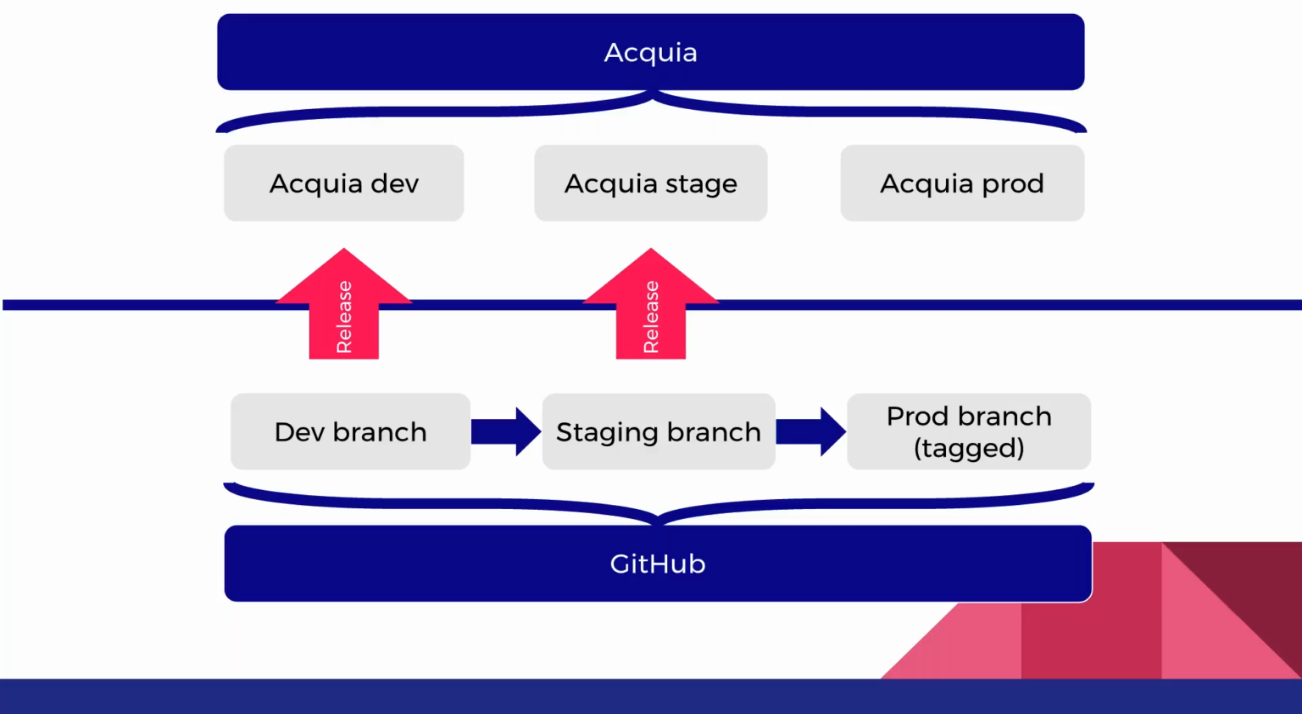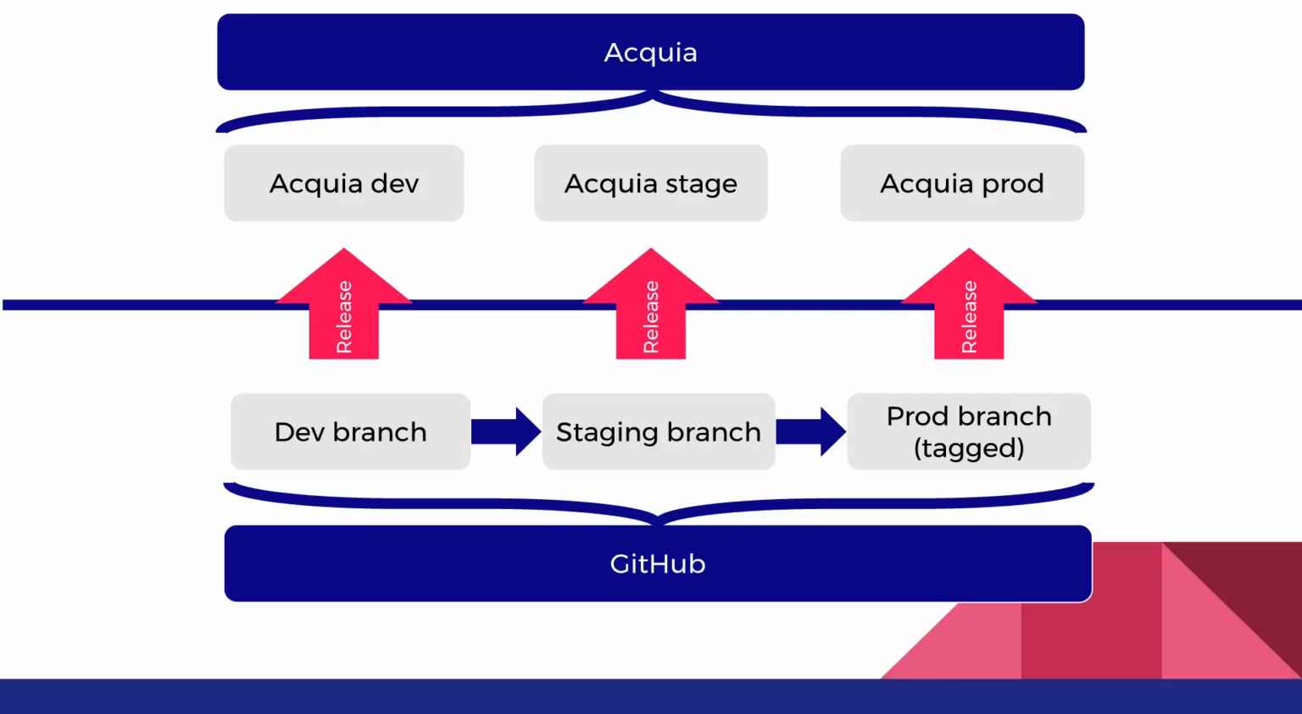And then if we feel that we are ready for a production release, we make a new pull request from the staging branch to the production branch. Then, based on the production branch, we make a new tag in Git and run the release to the production environment.